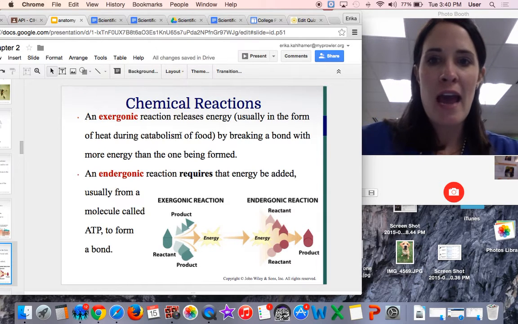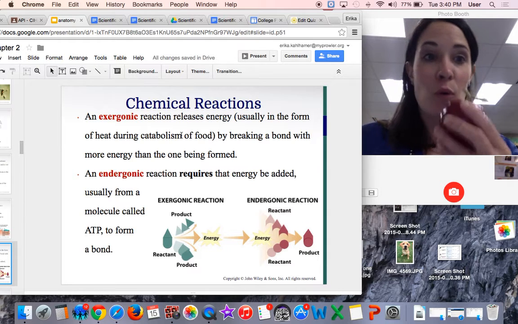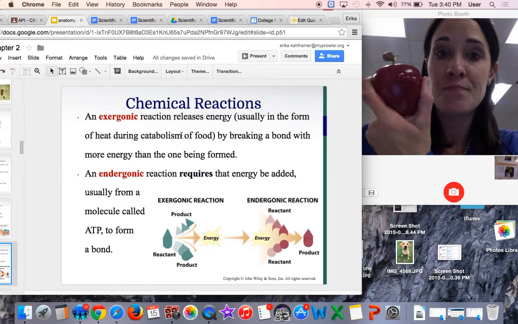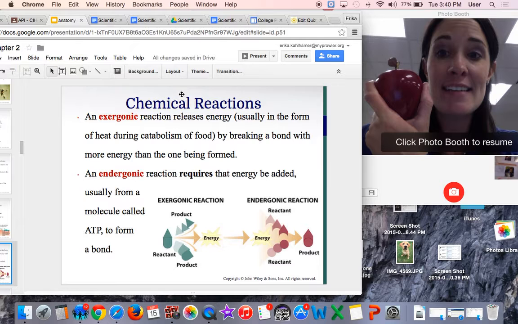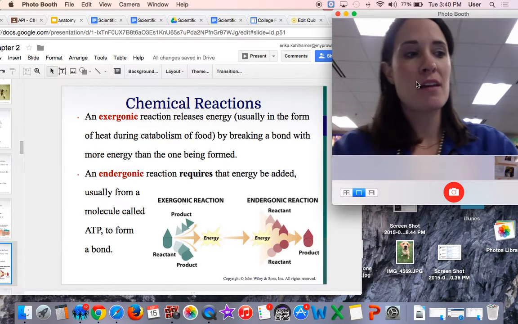While you're catabolizing food, or not cannibalizing, but catabolizing, when your body's breaking this down, it's releasing heat, which is energy. The bonds are going to break, and your body's going to use it to make something else.